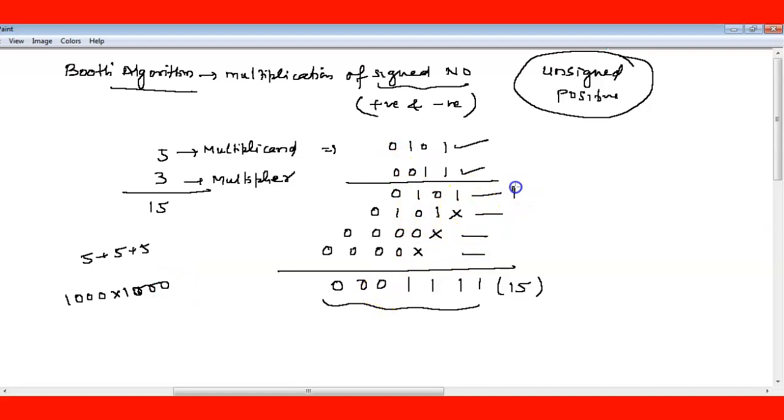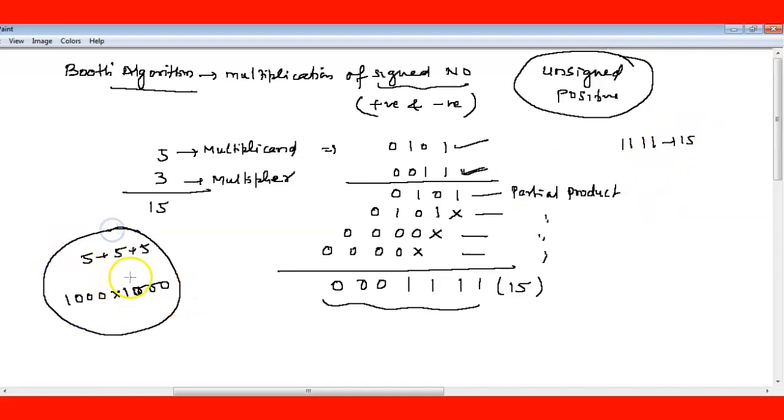Each step is called a partial product. We have done this in four steps because we are multiplying 4-bit numbers. The 4-bit number maximum value is 1111, which is 15. So 15 into 15 by the repeated addition method requires 15 steps, but this method can be done in only 4 steps.